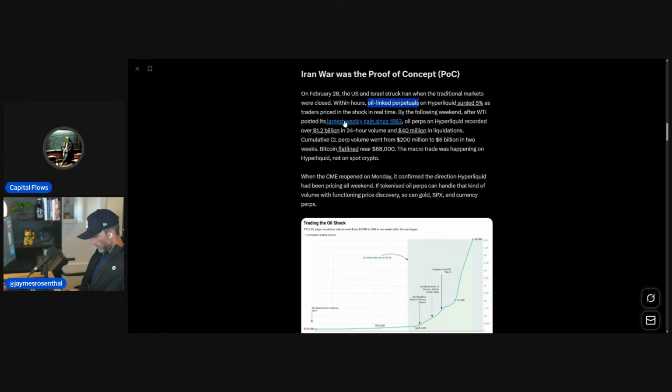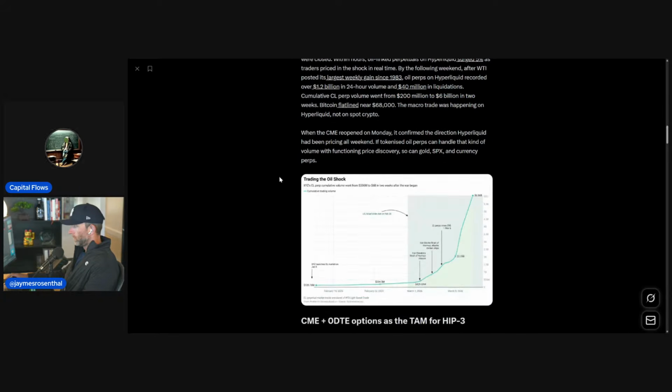By the following weekend, after WTI posted its largest weekly gain since 1983, oil perps on Hyperliquid recorded over $1.2 billion in 24-hour volume and $40 million in liquidations. Cumulative crude perp volume went from $200 million to $6 billion in 2 weeks. Bitcoin flattened near this. The macro trade was happening on Hyperliquid, not on spot crypto. From 200 million, that's almost a 12x. From $200 million to $6 billion in 2 weeks is massive.